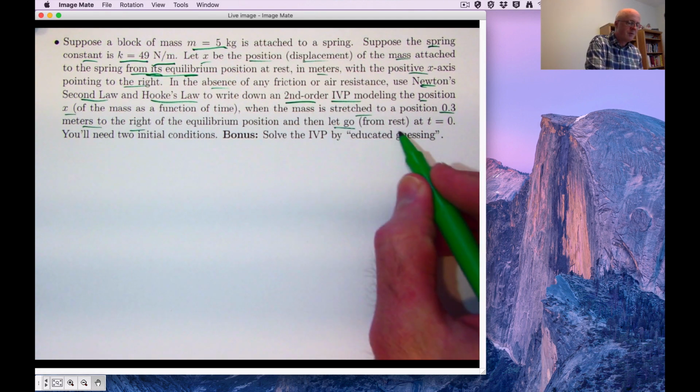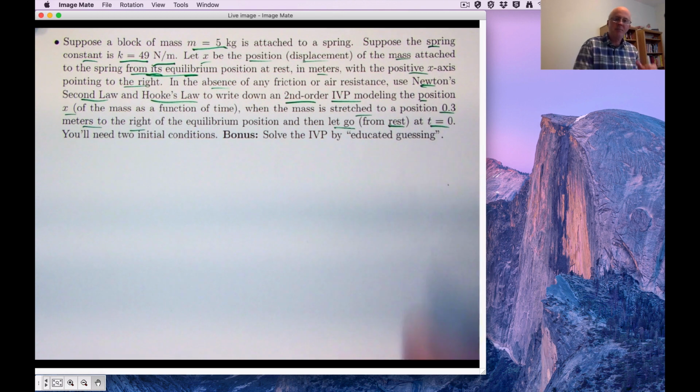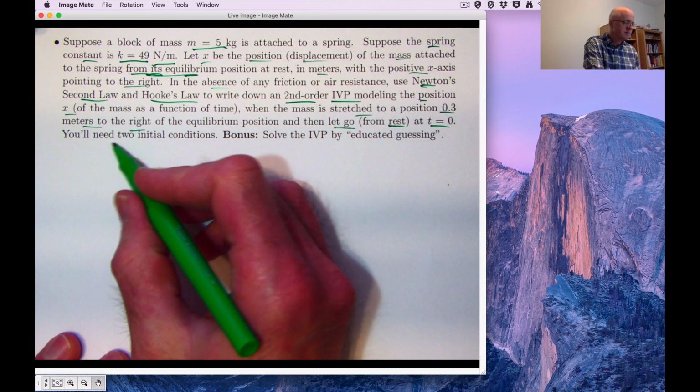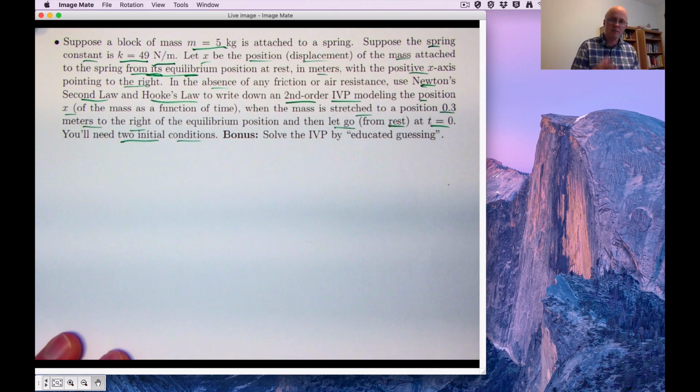Let it go from rest at t equals 0. From rest means just let it go and let it oscillate. So the initial velocity is 0. That's what that means. Okay, so it's just setting up an initial value problem. You'll need 2 initial conditions, one for the position, one for the velocity.